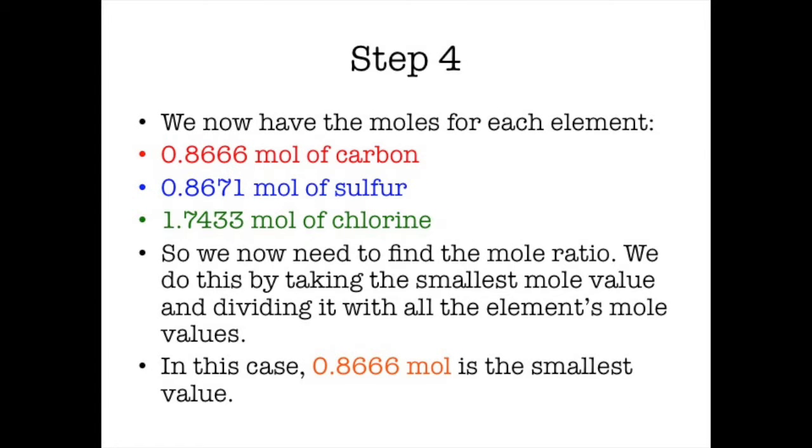So now that we have the moles for each element, we know that there's 0.8666 moles of carbon, 0.8671 moles of sulfur, 1.7433 moles of chlorine. We need to find the mole ratio, and we need to do this by taking the smallest mole value and dividing it with all the elements' mole values. So now we know that it's 0.866 moles, which is the smallest value, and we have to divide it by all the other elements.